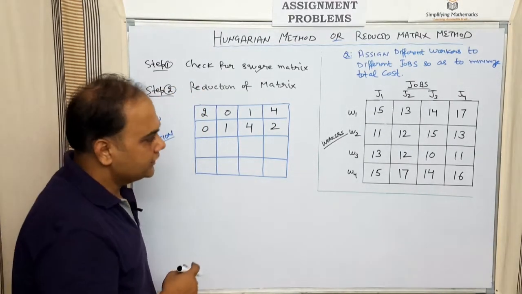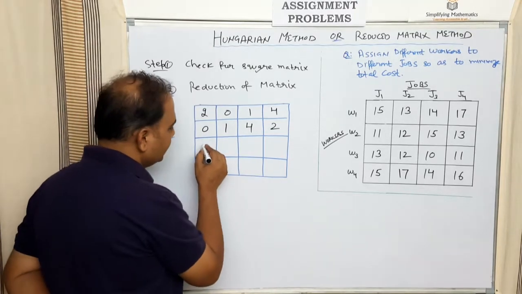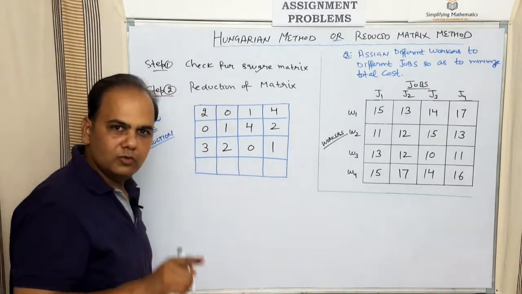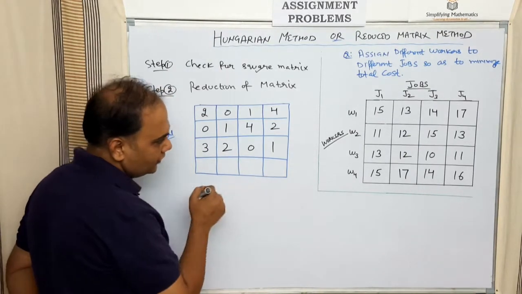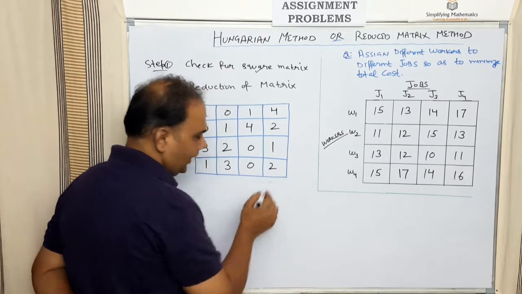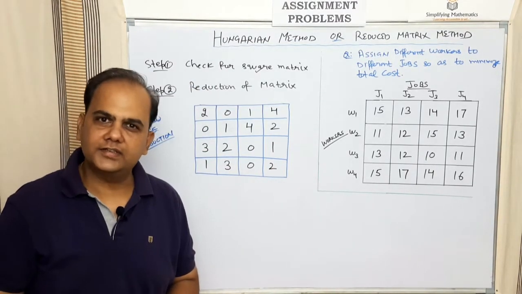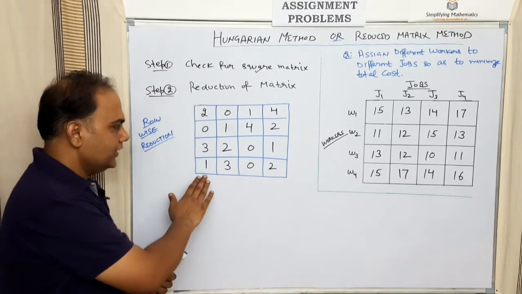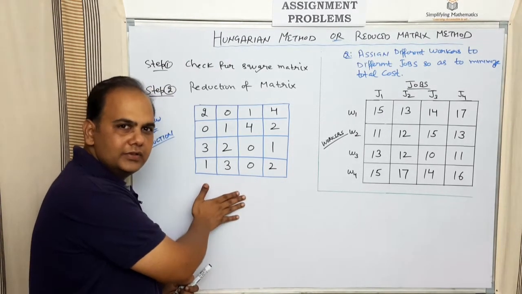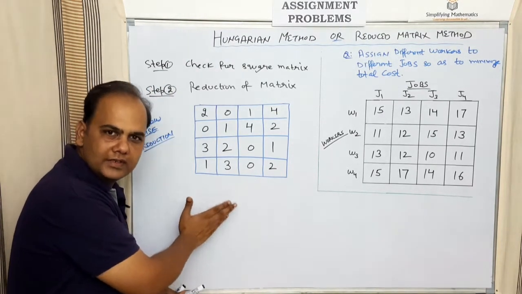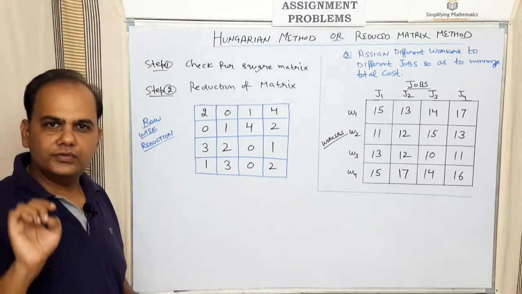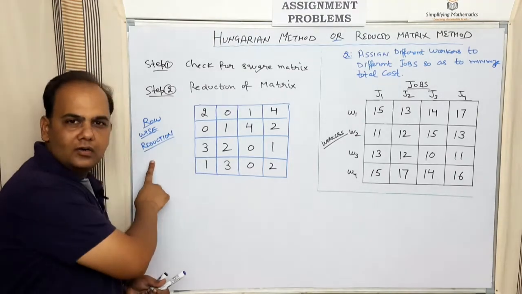Now moving towards the third row, the minimum value is 10. So this will be 3, 2, 0, 1. Now for the fourth row, the minimum value is 14. So 1, 3, 0 and 2. After row wise reduction, the next step is to check that in every column there is at least one 0. If there is at least one 0 in every column, we'll move towards the next step. If any column has no 0, we'll go for column wise reduction.